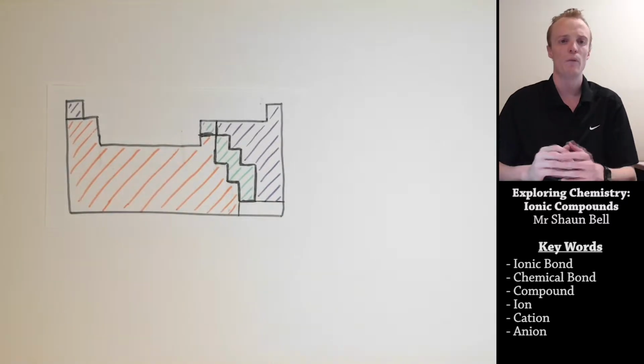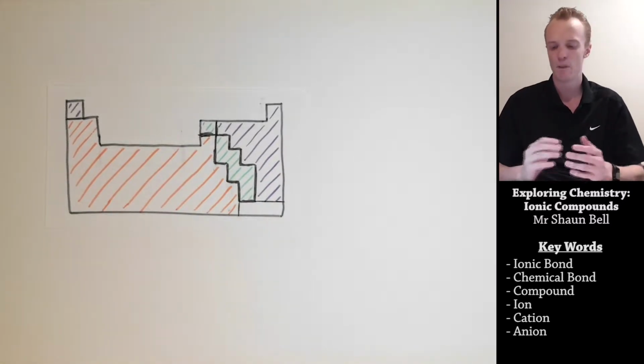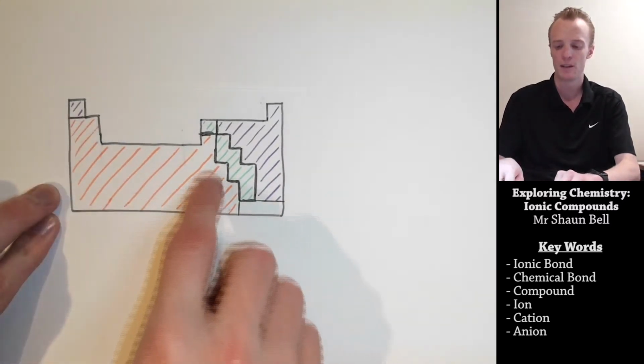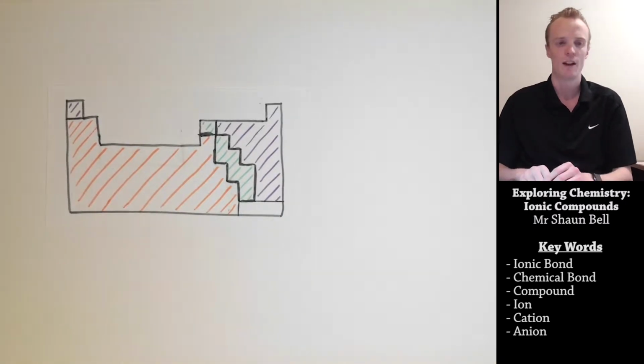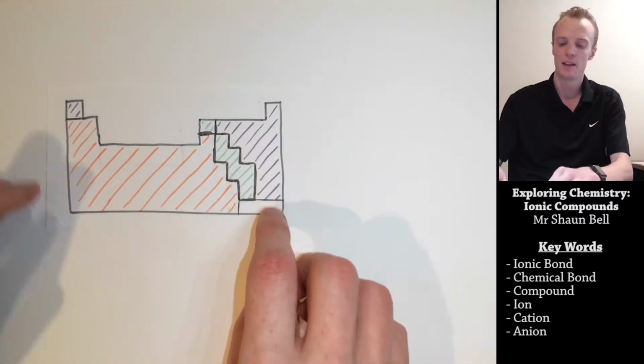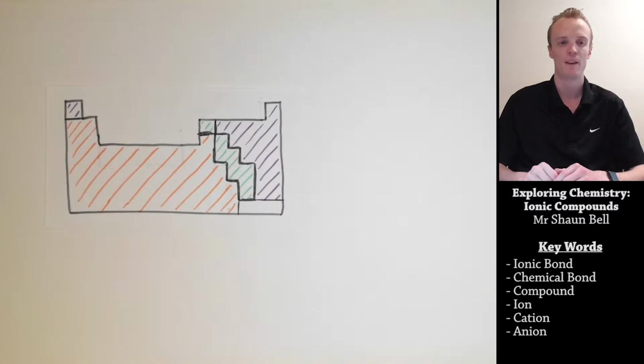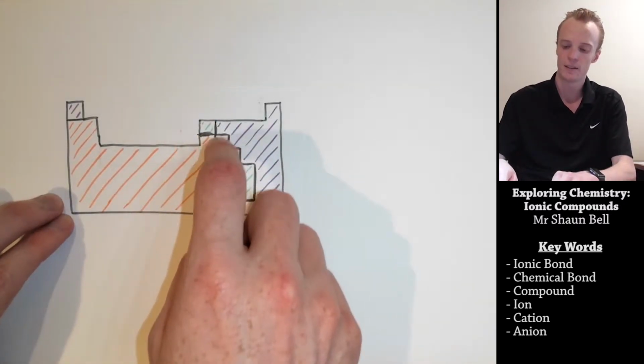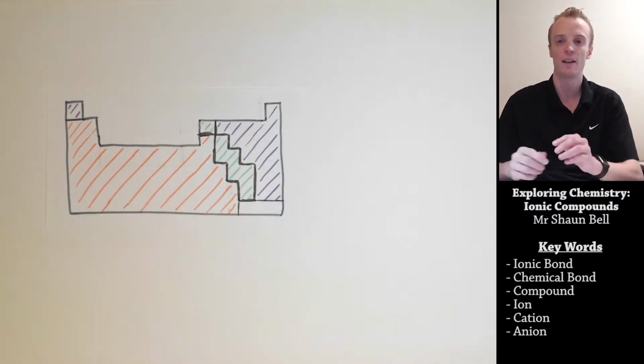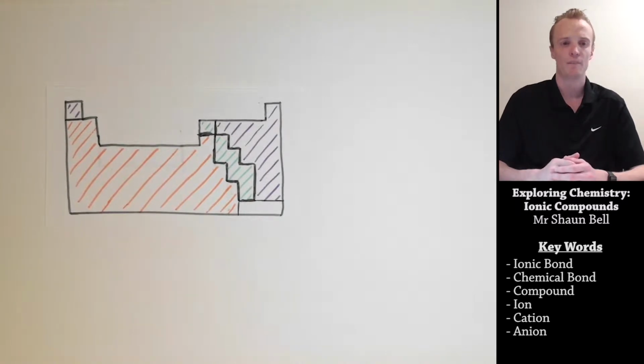If we remember back to the periodic table for a moment, we'll remember that it's made up mostly of all these metals here that I've shaded in orange, and then all these non-metals here that I've shaded in purple. It is separated by this staircase that we look like in here, which are metalloids.